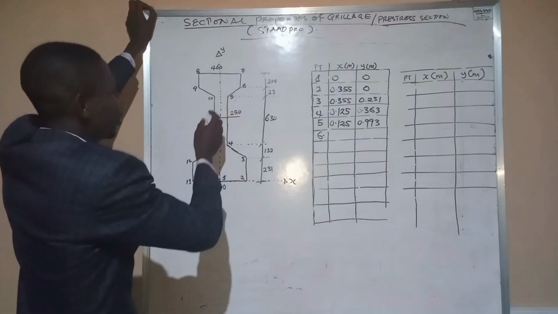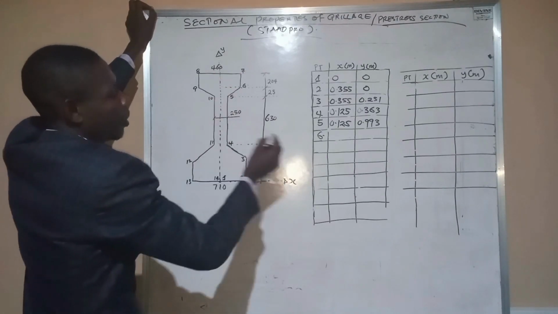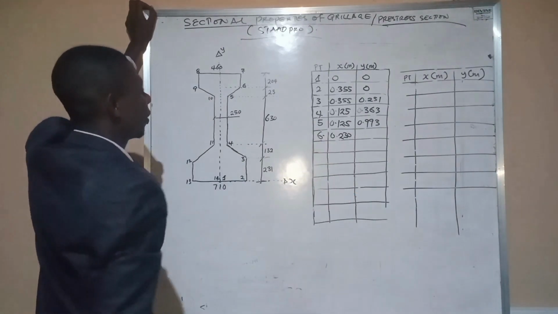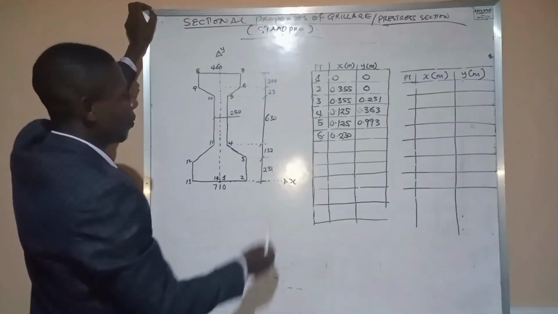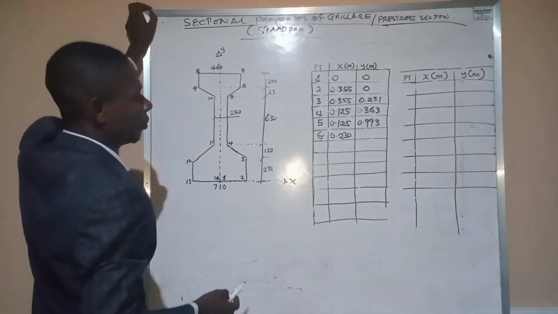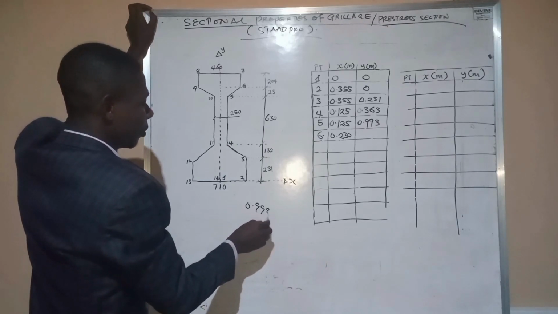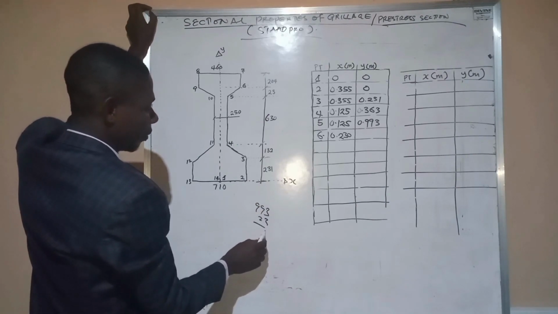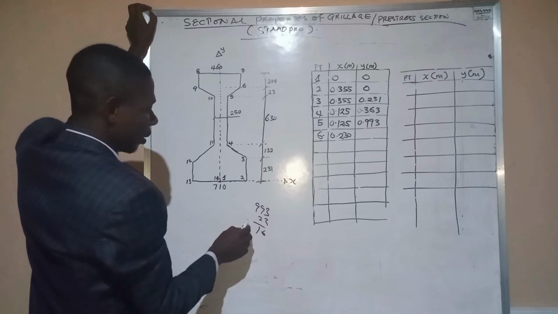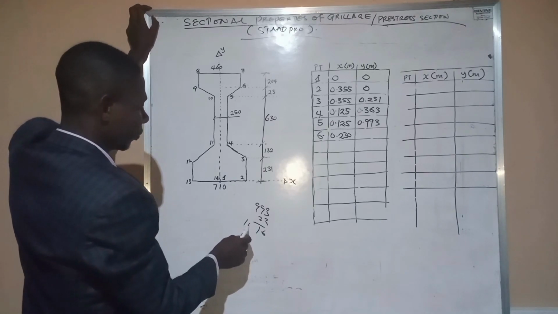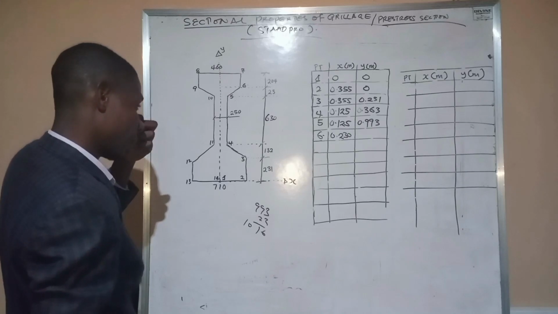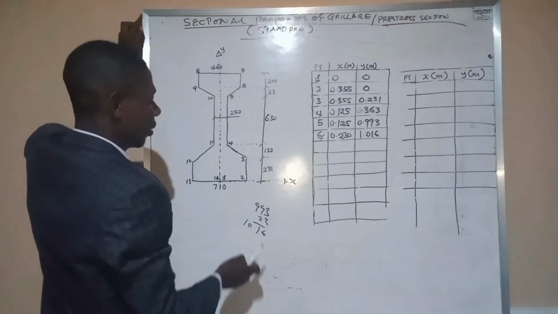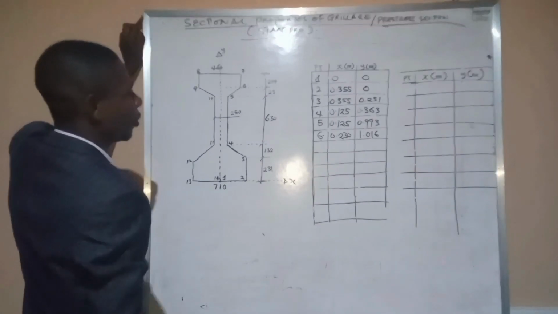Remember, this is 460. So if we take it down this way, we're going to have 0.230. If we have that, y becomes 0.993 plus 0.23. That will give us 1.016. All right, so that is our point 6.